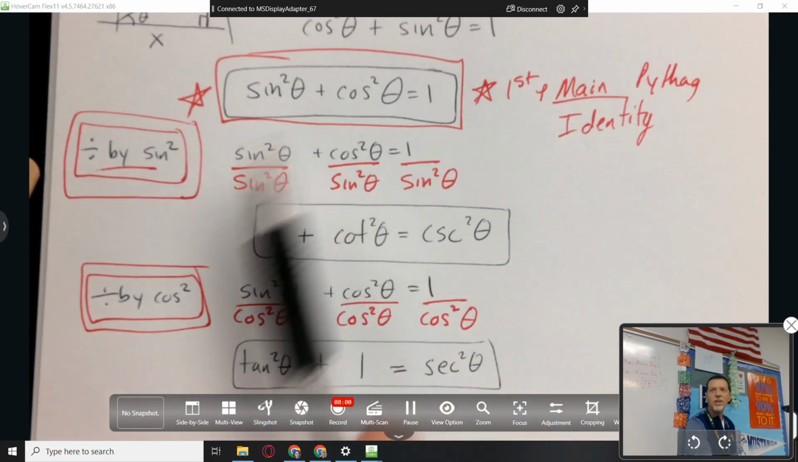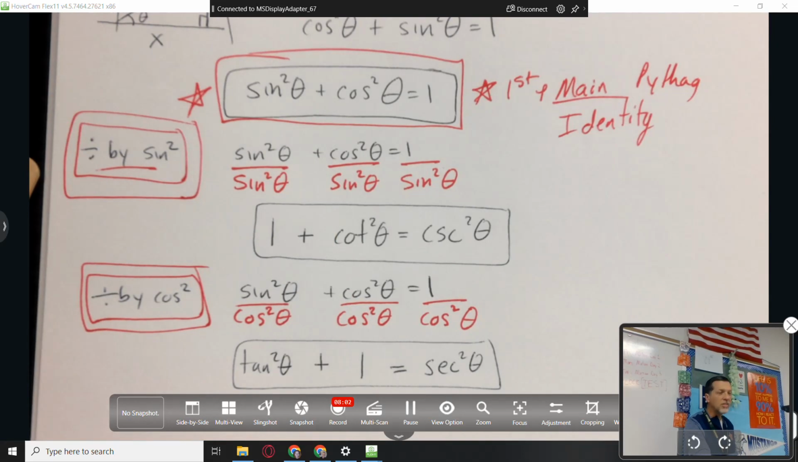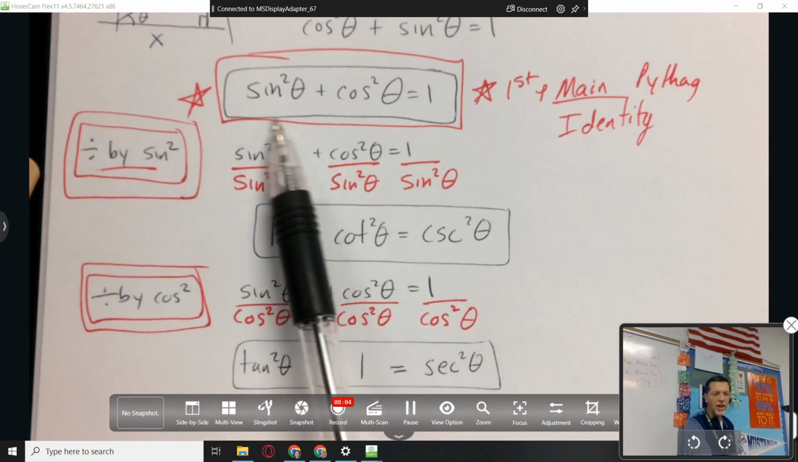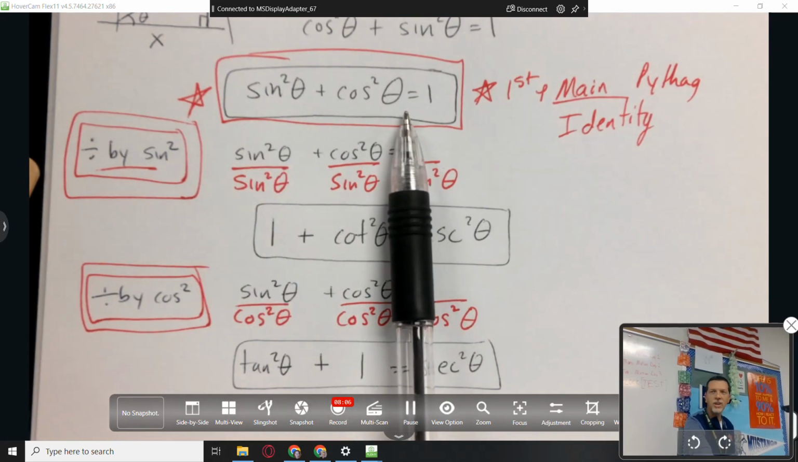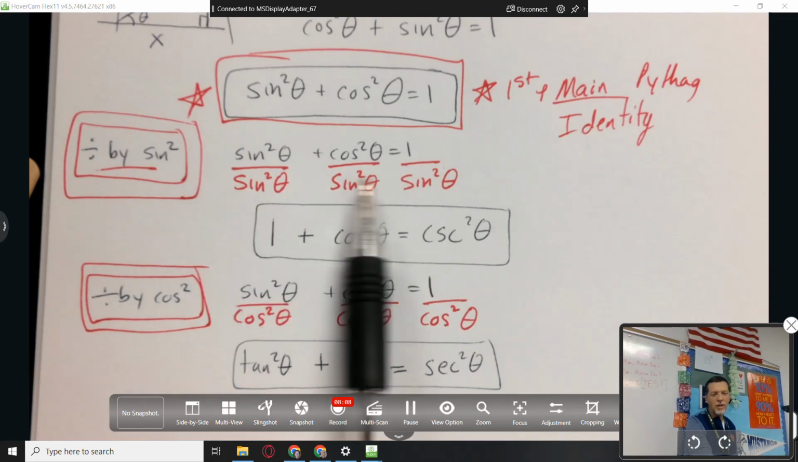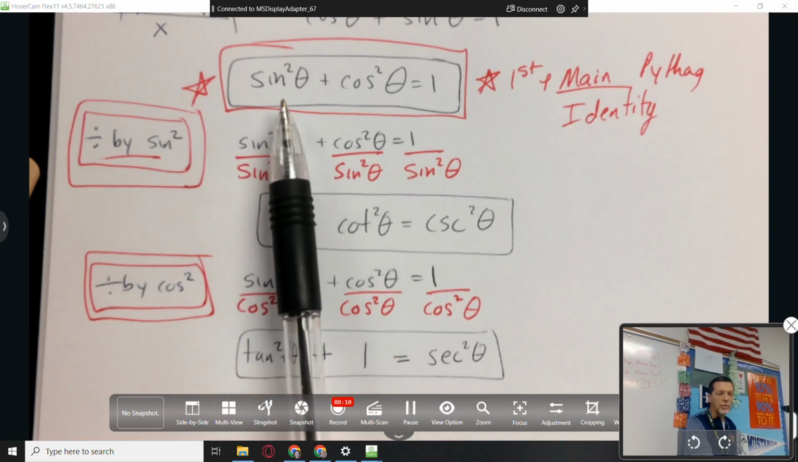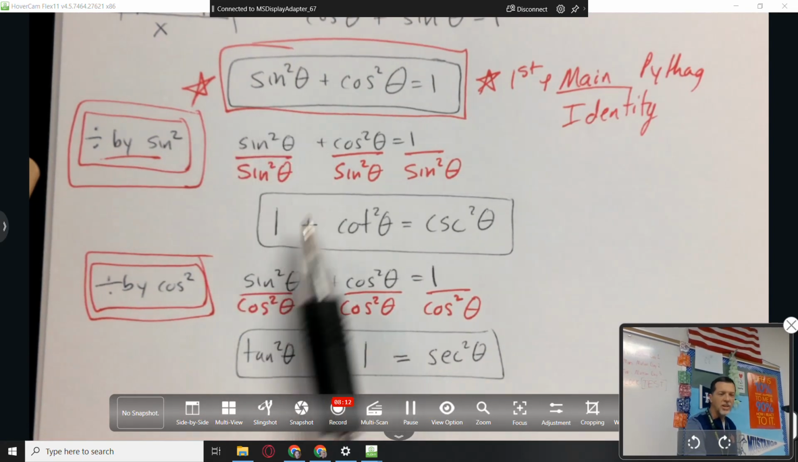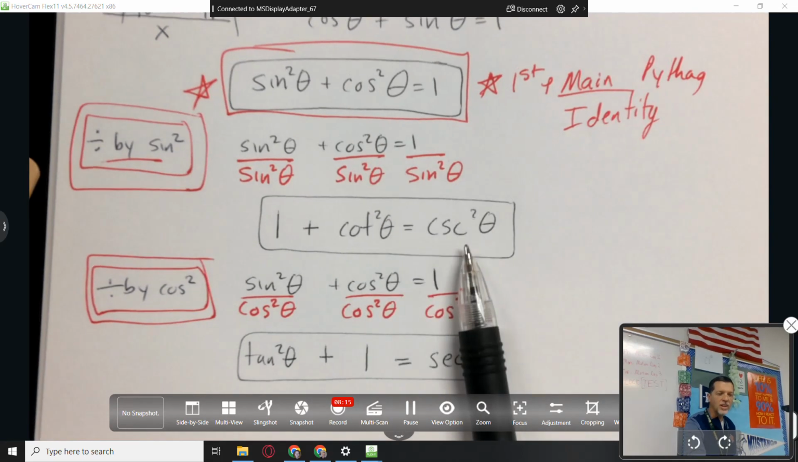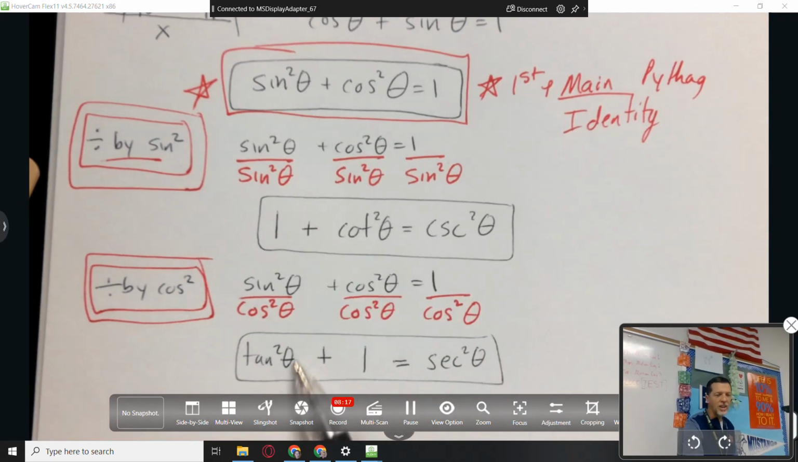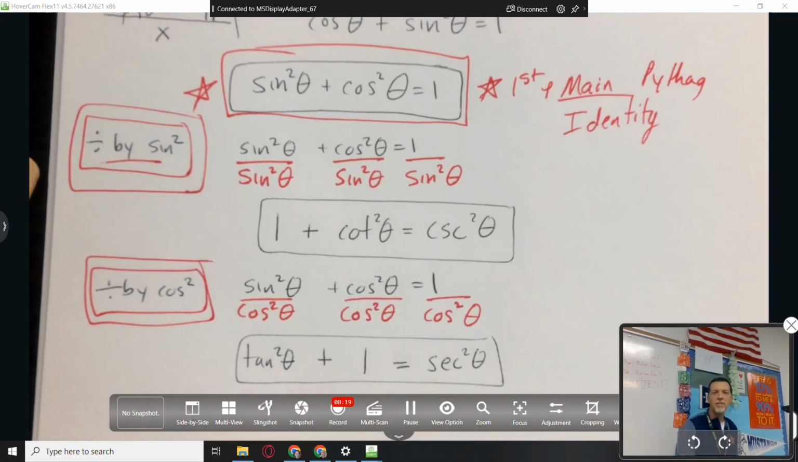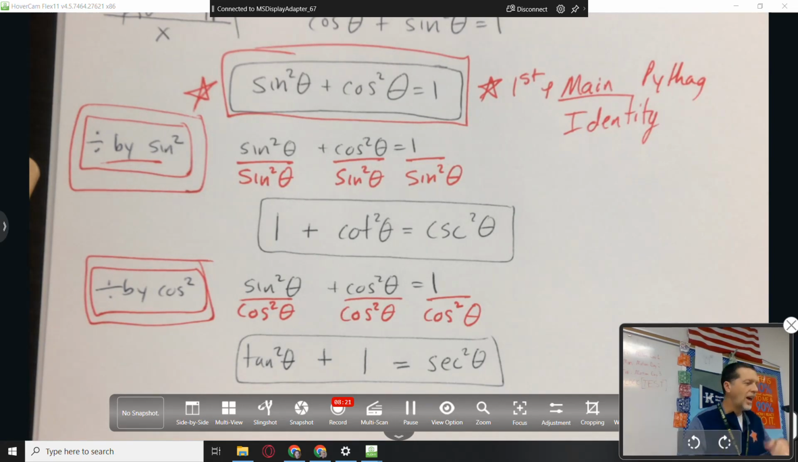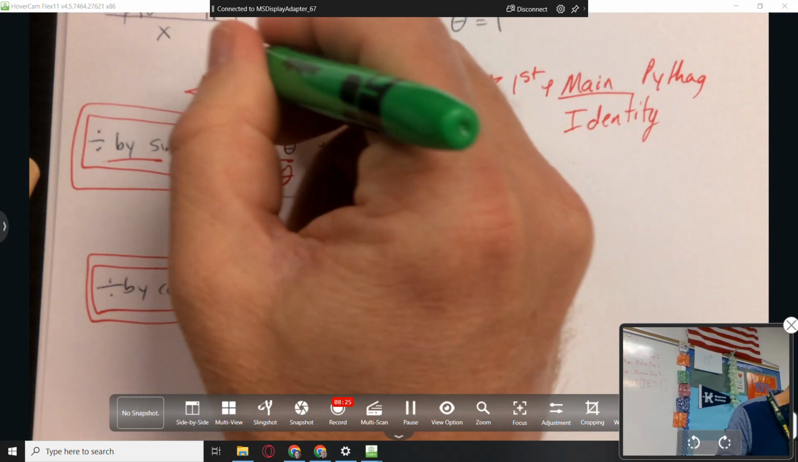Divide by sine squared, divide by cosine squared. So at the start of the next test, what you'll probably write at the top is sine squared plus cosine squared is 1. And then some of you won't even write this. You'll just look at what happens when I divide by sine squared. I get 1, cotangent and cosecant. And if I divide by cosine squared, I get tangent and 1 and secant. So to me, I don't want to memorize all 3. Definitely got to memorize the first one.